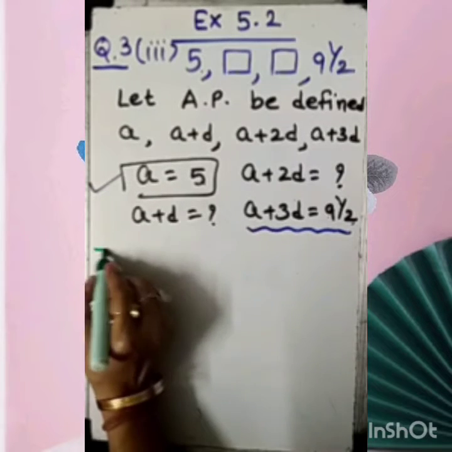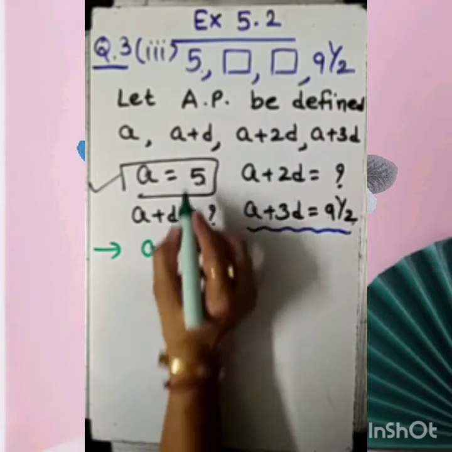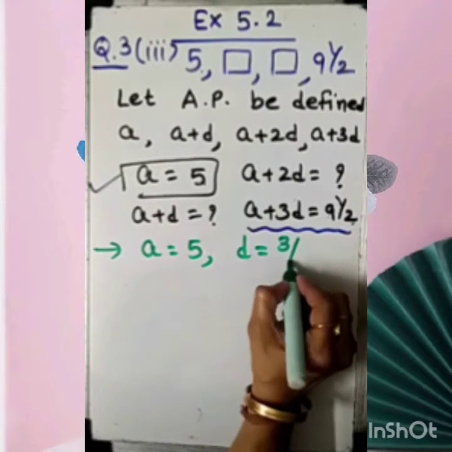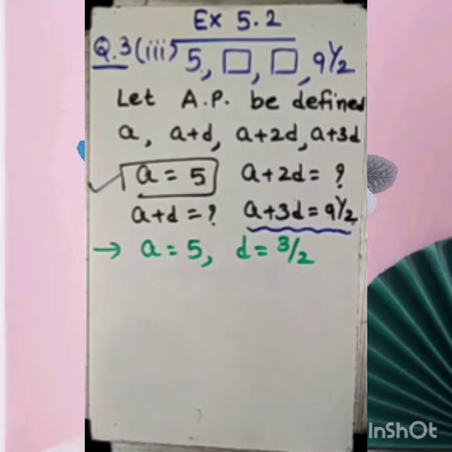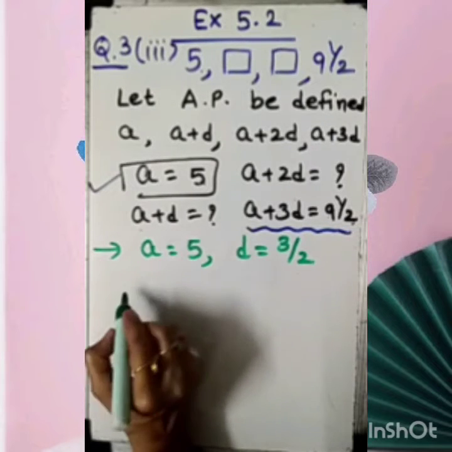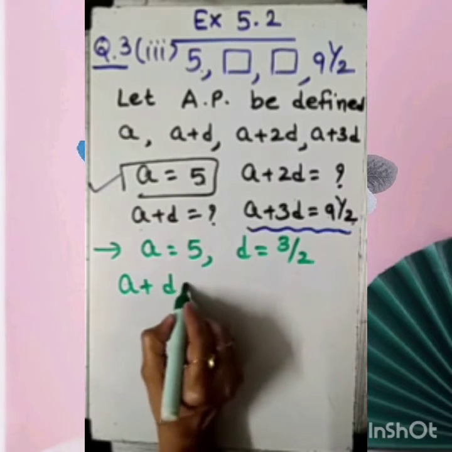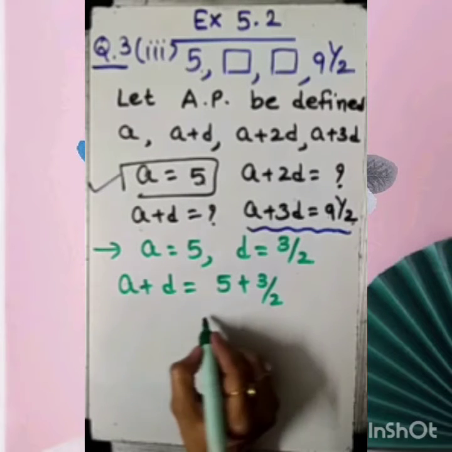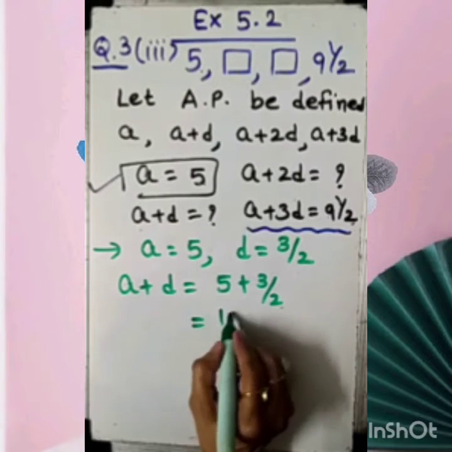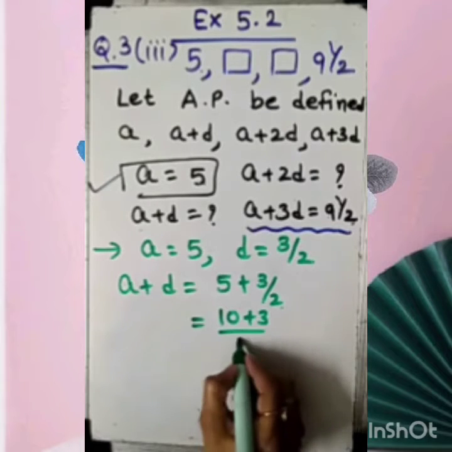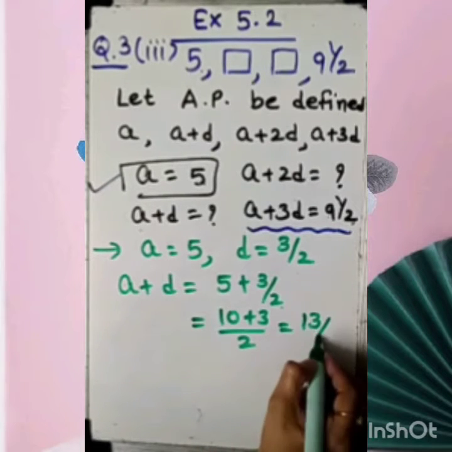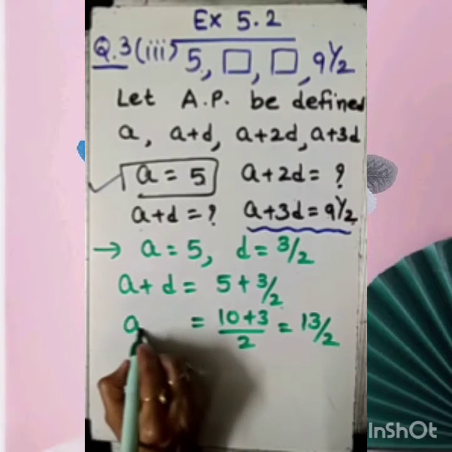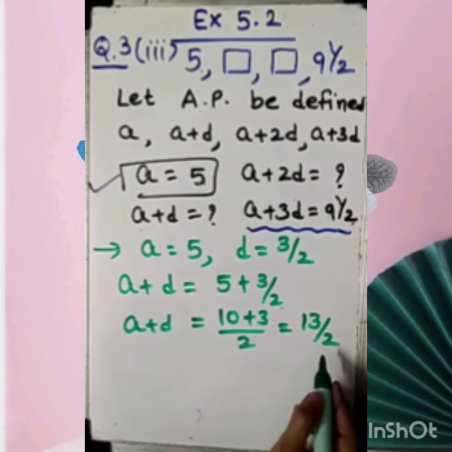So the value of A equals 5 is with us, and the difference which we have found is 3 by 2. Now dear student, as we want to find A plus D first, A plus D means 5 plus 3 by 2. So what do I have? 5 twos are 10, plus 3 by 2. That is 13 by 2. A plus D equals 13 by 2, this is the first solution.